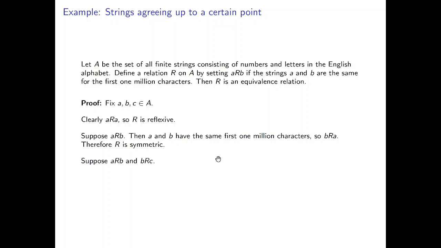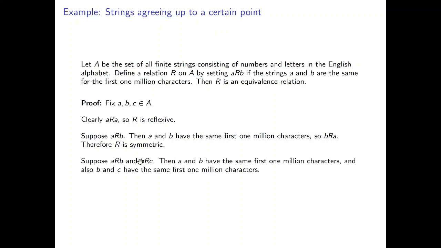And so finally, let's try to show it's transitive. So let's suppose A is related to B and B is related to C. And we have to show that this implies that A is related to C. Again, if we unwind the definitions, the first statement says that A and B agree up to the first 1 million characters. And the second statement says that B and C agree up to the first 1 million characters. Well, if A has the same characters as B and B has the same characters as C in the first 1 million spots, then A has to have the same characters as C in the first 1 million spots. And so A has to be related to C. And this implies that it's transitive as well. So it's an equivalence relation.